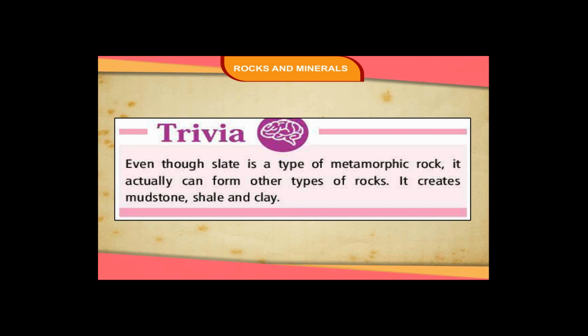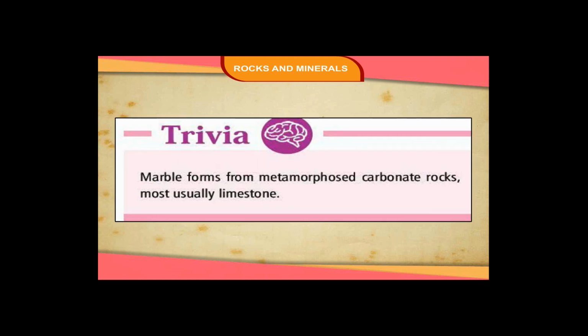Trivia: even though slate is a type of metamorphic rock, it actually can form other types of rocks. It creates mudstone, shale, and clay. Trivia: marble forms from metamorphosed carbonate rocks, most usually limestone.